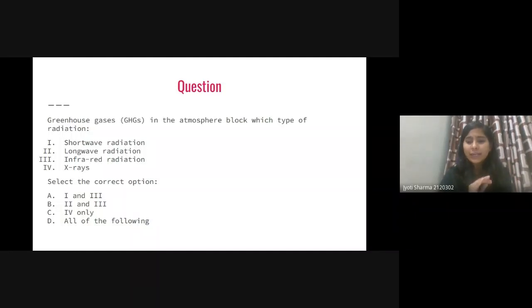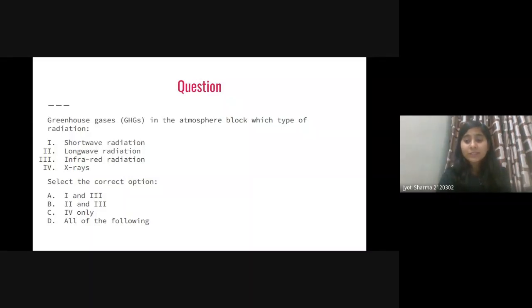Okay, so the next question is very basic: the greenhouse gases in the atmosphere block which type of radiation? Short wave radiation, long wave radiation, infrared radiation, or X-rays. Whenever you are talking about greenhouse gases, what is the mechanism of that? How can it lead to warming conditions? This question is related to that only. What type of radiation is being absorbed by the greenhouse gases? Is it short wave, long wave, infrared, or X-rays?